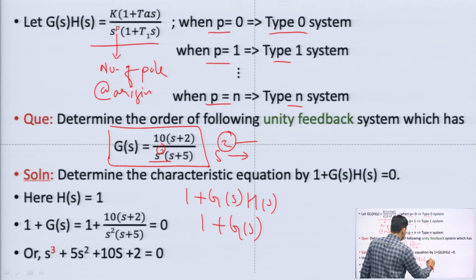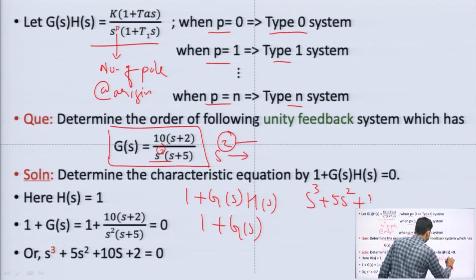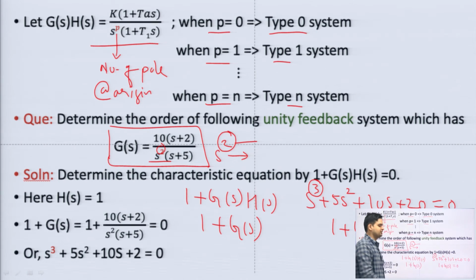If you solve it, you will get s cube plus 5 s square plus 10 s plus 20 equal to 0. This is basically 1 plus G(s) equal to 0. So, here I have to observe the highest power of s, and the highest power of s is 3. It means this is the order of the system. Okay. So, this is the order that we are looking for.